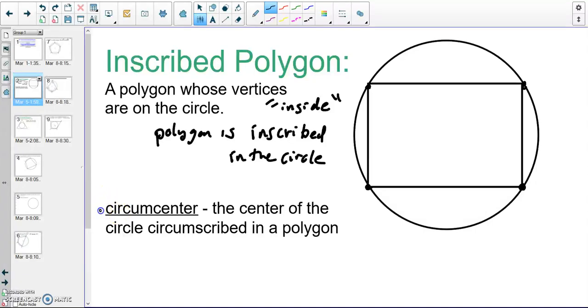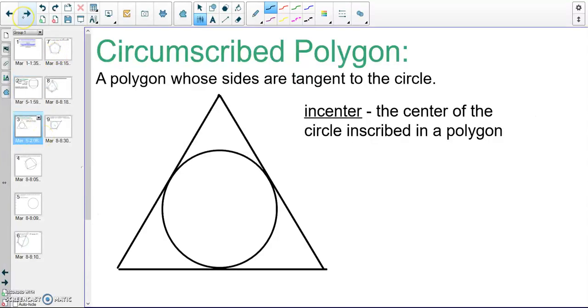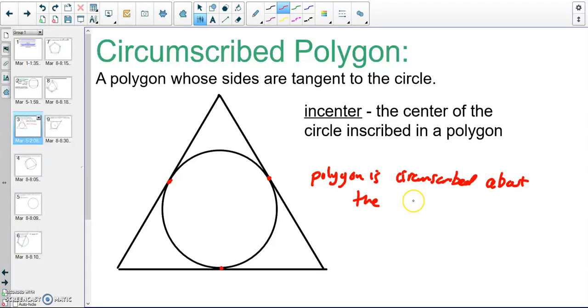If we could, we'll come back to this definition down here, but I want to look at the other situation first, which is circumscribed. In this picture here, we have a polygon whose sides are tangent to the circle. Those are the points of tangency, those red points there. And here we'd say the polygon, in this case the triangle, is circumscribed about the circle. Just like I think about inscribed as inside, I think about circumscribed as outside.